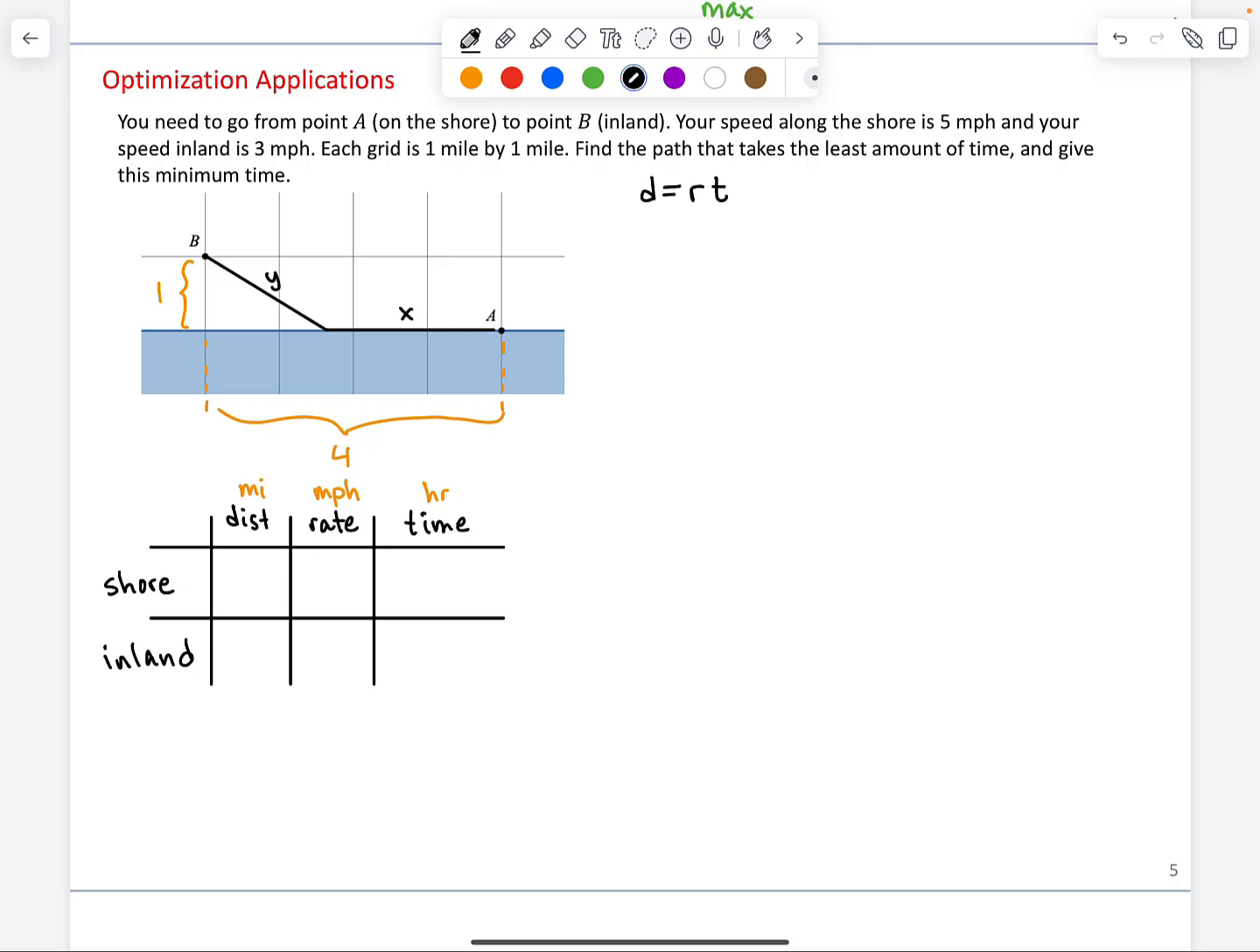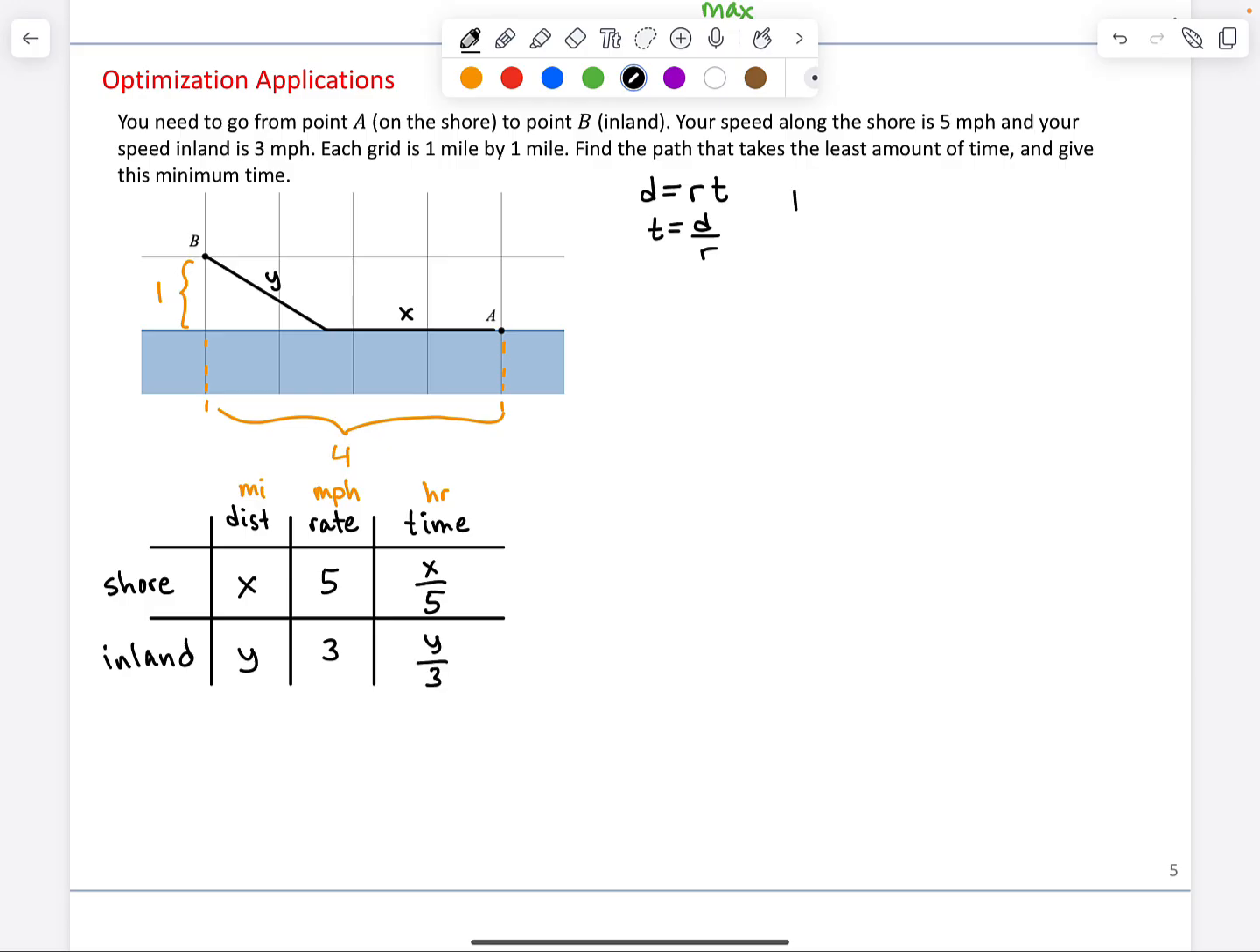Now, along the shore, the distance would be x miles. The rate along the shore is 5 miles per hour. And if distance equals rate times time, then we know that time can be calculated by doing distance divided by rate. So the time here would be x divided by 5. Now, the distance inland is y. The rate inland is 3 miles per hour. So we do the distance divided by the rate, and we would get the time.